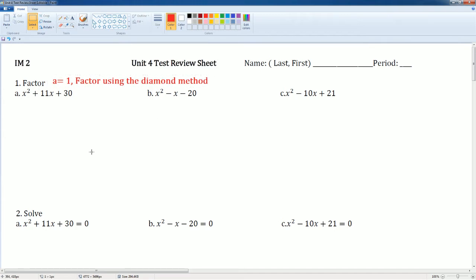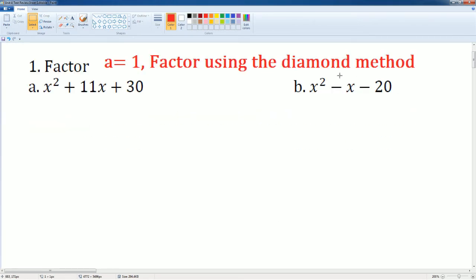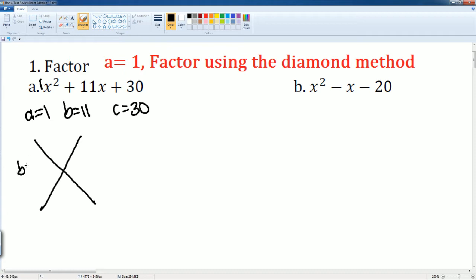All right, let's start. Let's grab the A, B, C. A equals to 1. That is the number in front. B equals to 11 and C equals to 30. We put in the diamond. The left hand side is your B value, B equals to 11, and on the right hand side is your C, which is 30. You want to find two numbers that multiply to make 30 that adds to 11. The two numbers I'm going to pick is 6 times 5.